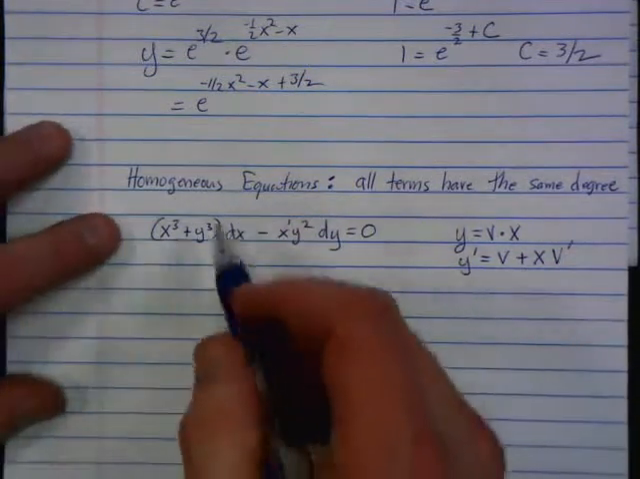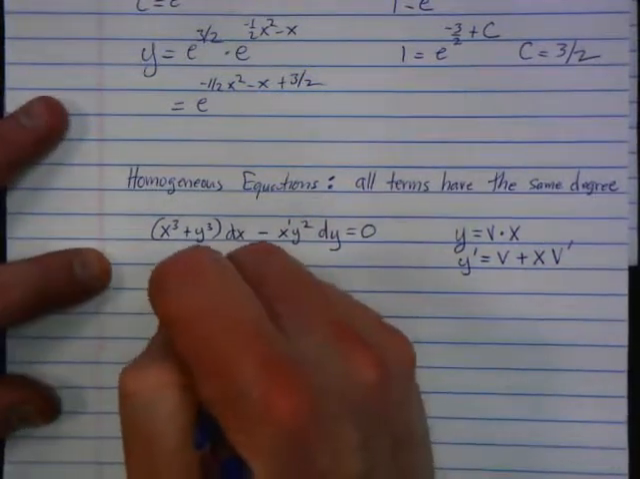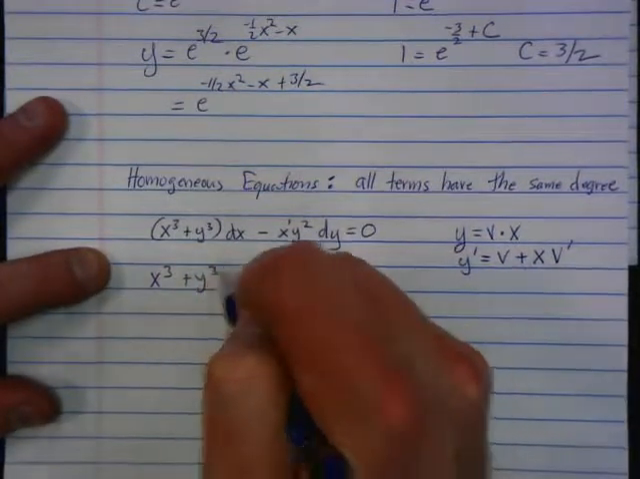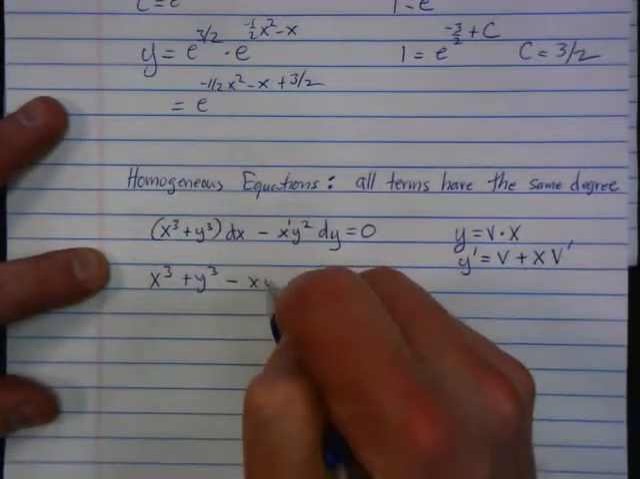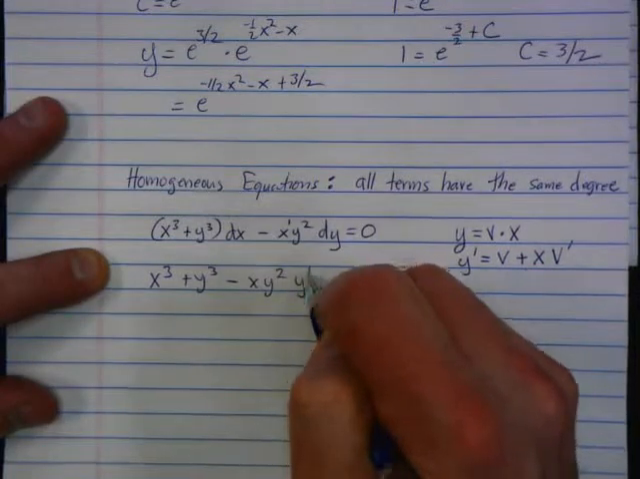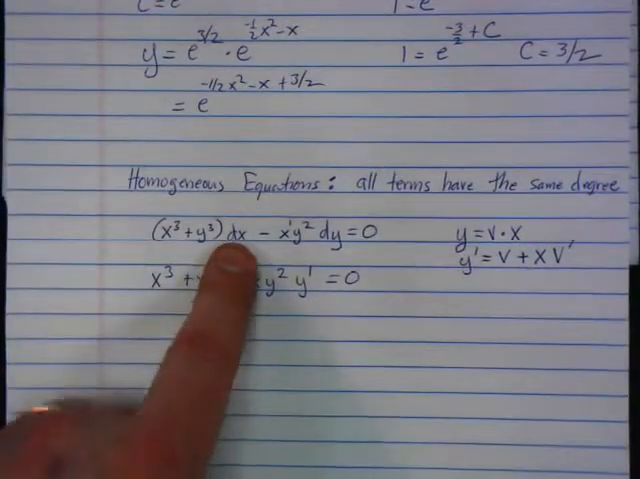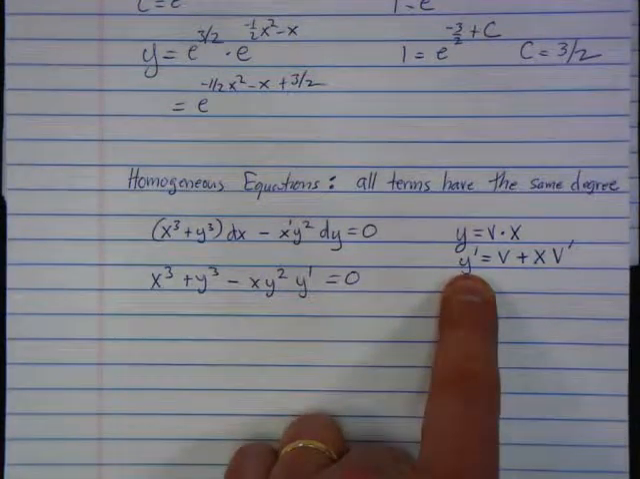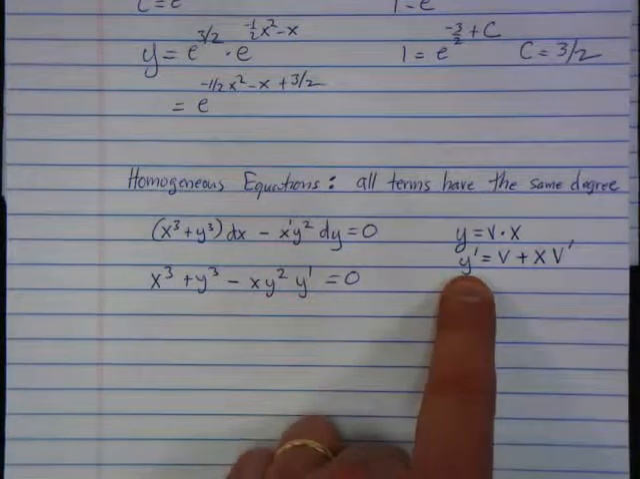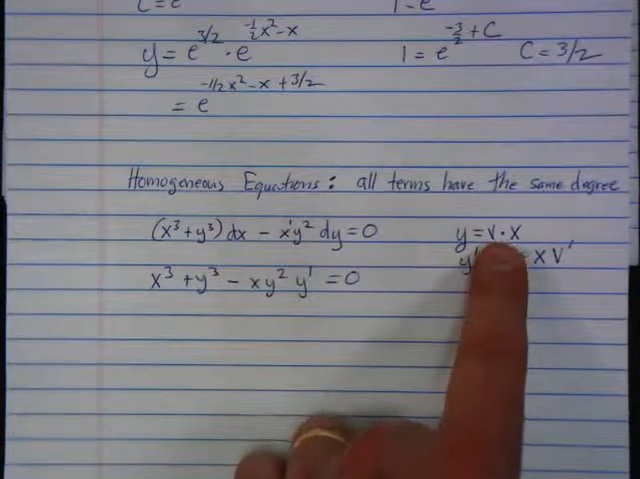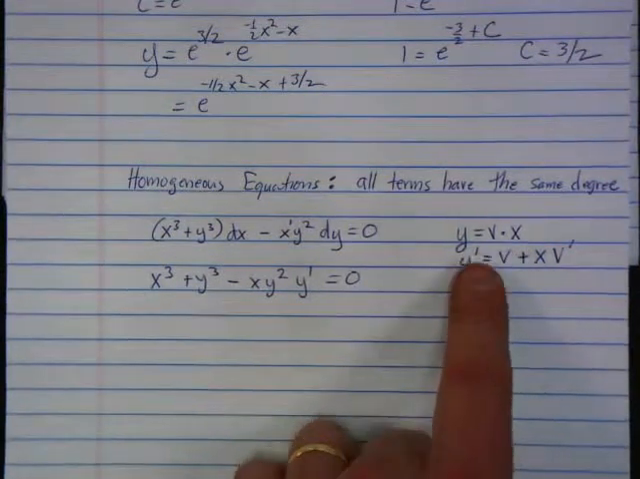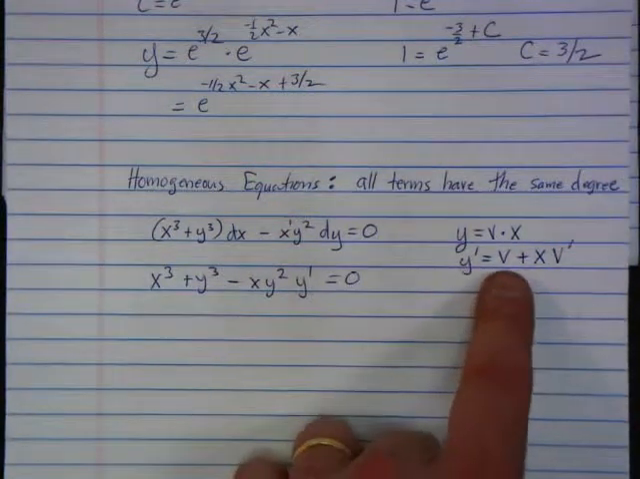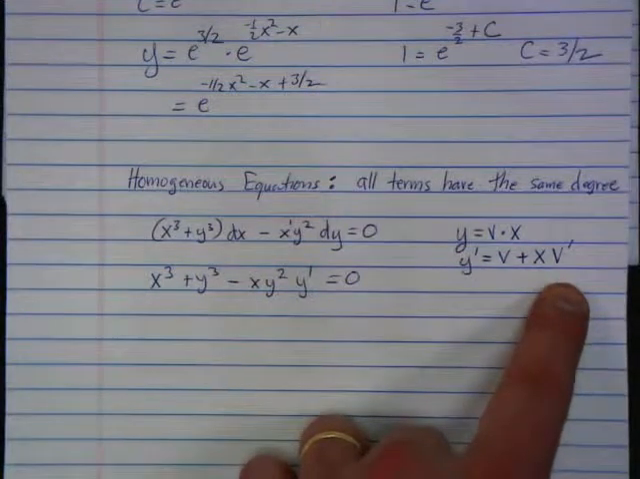All right, so I'm going to rewrite this equation. This is x cubed plus y cubed minus x y squared y prime equals 0. So I divided by the dx, and dy over dx I simply wrote as y prime. So I'm going to make two substitutions. Everywhere I see the letter y, I'm going to plug in vx, and everywhere I see y prime, I'm going to plug in v plus x v prime.